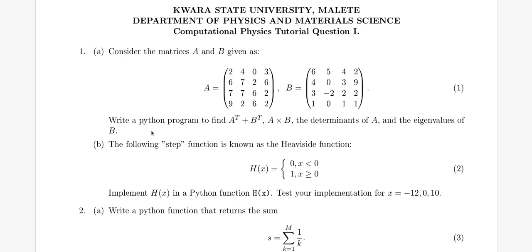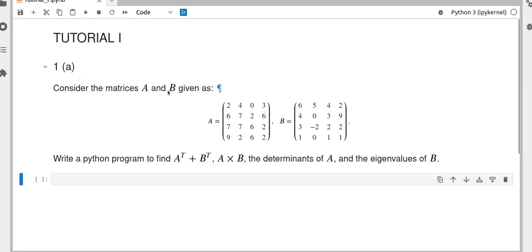So the first one says consider the matrices. I think I've written it here. 1A, consider the matrices A and B given as A equals this, which is a 4x4 matrix. B is also another 4x4 matrix. So the question is write a Python program to find A transpose plus the transpose of B, the matrix multiplication of A and B, the determinants of A, and the eigenvalues of B.